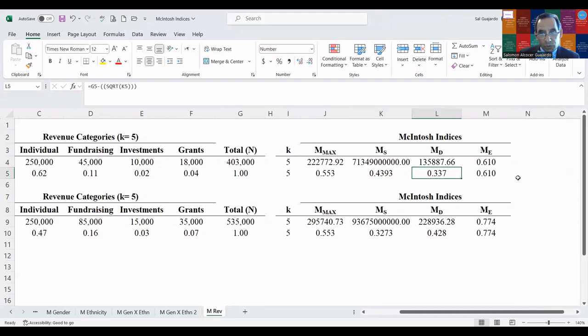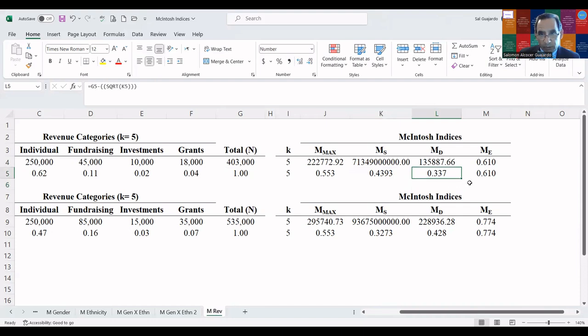When percentages are used, the McIntosh diversity score is going to be 1 minus the square root of the similarity score, so that's going to be 1 minus the square root of 0.4393. That gives me a diversity score of 0.337.